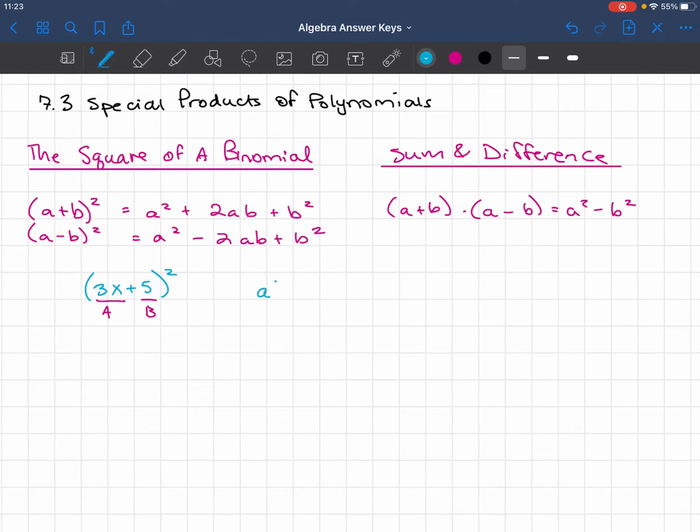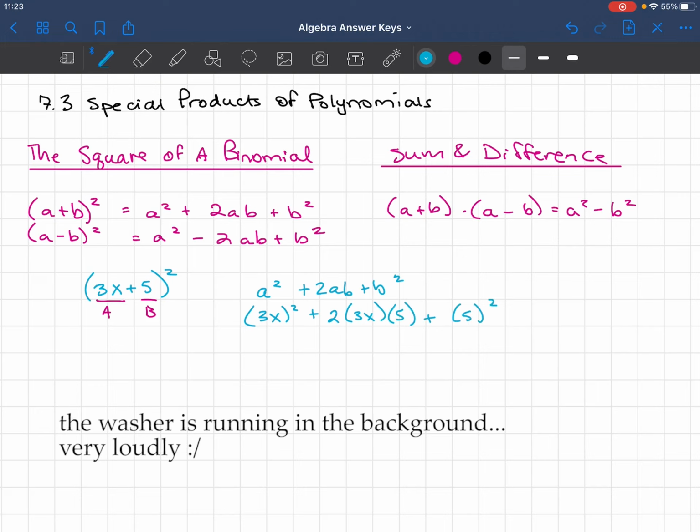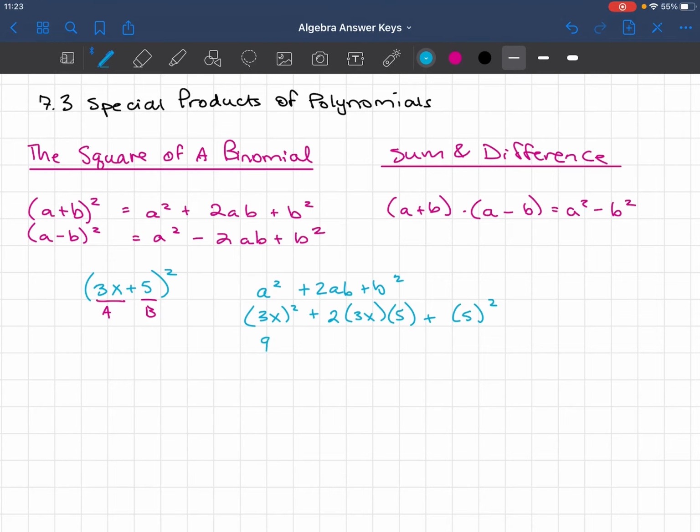So what I'm going to do is rewrite the formula here, and then I can just fill it in with my values. If I know that a is 3x, then I can fill in everything that says a with 3x, b is 5, and from there I can simplify and find my product without multiplying anything at all. So (3x) squared becomes 9x squared, plus 2 times 3 times 5, which is 30x, plus 5 squared, which is 25. So that's just a faster way of finding the product of this special polynomial.